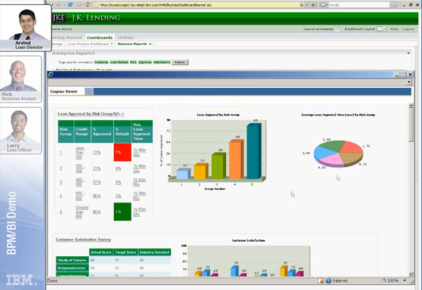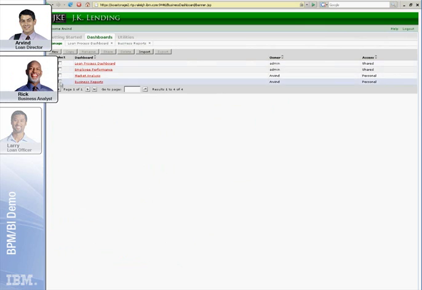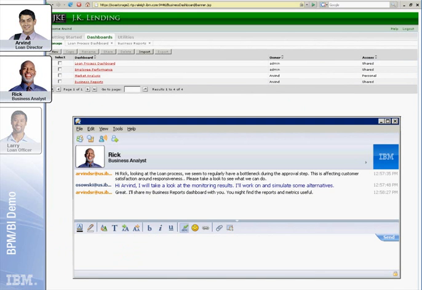Looking back at the risk groups, Arvind wonders what would happen if the company pre-approved the low-risk group, freeing up the loan officers to work on more complicated applications. He shares the reports with Rick, a business analyst, and asks him to look into re-engineering the approval process.